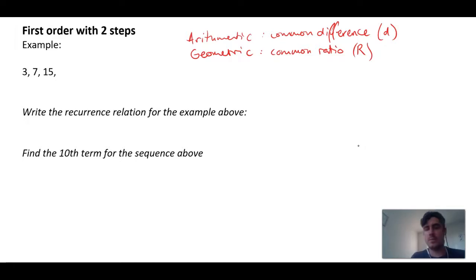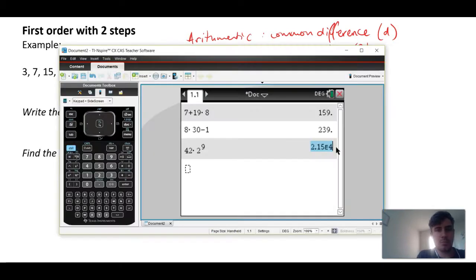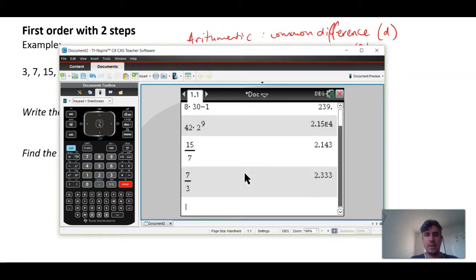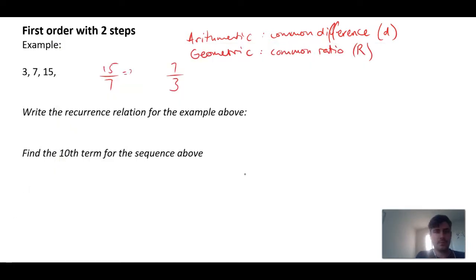With some situations, you won't get either of those. So I'll just show you exactly what I mean. If we get 15 and divide by 7, we do not get the same number as if we get 7 and divide by 3. So we'll just do both in the calculator now. 15 over 7 is 2.143, and 7 over 3 is 2.33. So they're not the same. So that's not a common ratio. We don't have a common ratio.